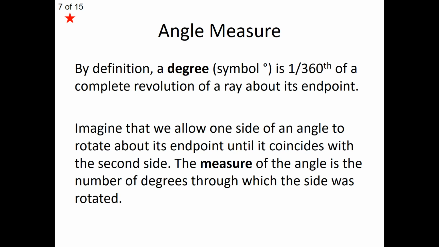which means that we can then take a ray and revolve it, not maybe the full rotation, but a certain way around our endpoint. And what that means is we can then measure the amount of those tiny little slices. How many slices did it take to get from one ray to the other ray? What that means is we then have a measure to that angle.